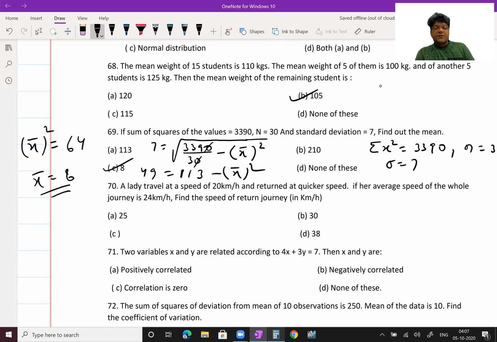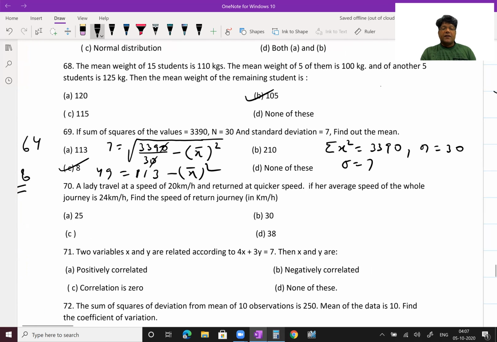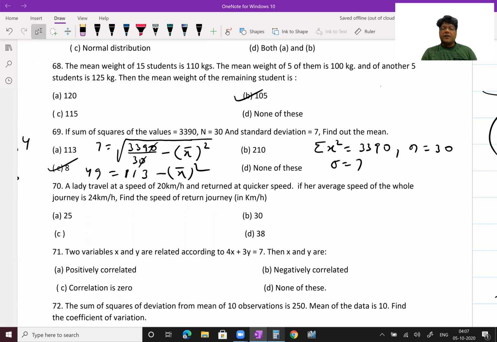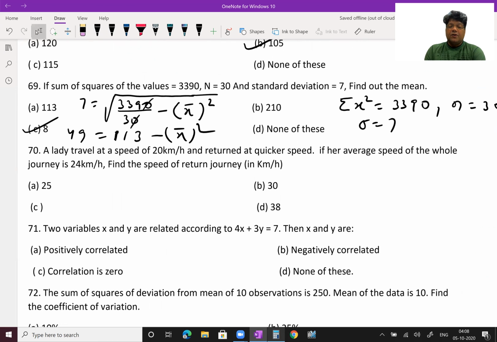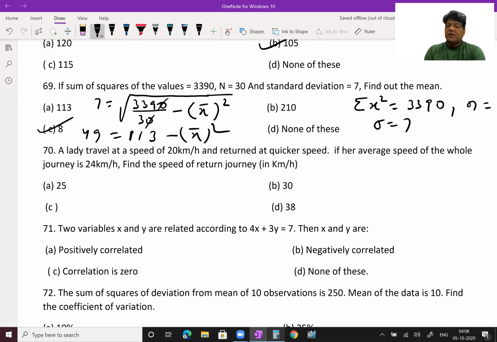Now question number 70. A lady traveled at a speed of 20 km per hour and returned at a quicker speed. If her average speed during the whole journey is 24 km per hour, find the speed of the return journey. Guys, we will have to apply harmonic mean, but the question is a little bit tricky because they have given her average speed for the whole journey.